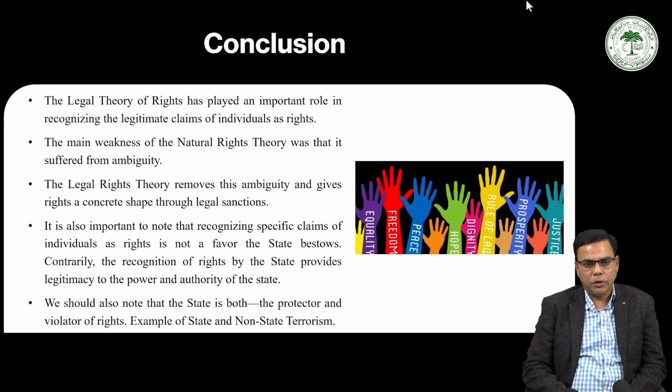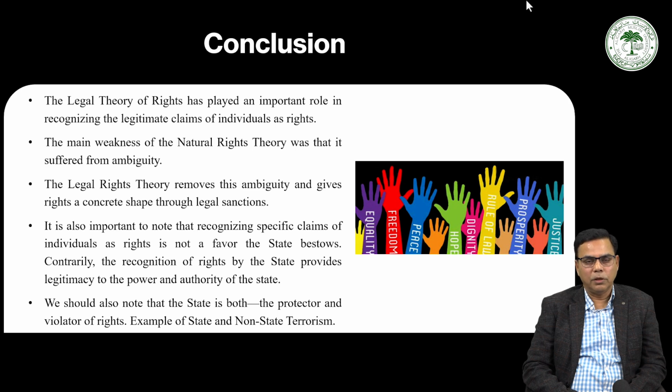The main weakness of the natural rights theory was that it suffered from ambiguity. The legal rights theory removes this ambiguity and gives rights a concrete shape through legal sanctions. It is also important to note that recognizing specific claims of individuals as rights is not a favor the state bestows. Contrarily, the recognition of rights by the state provides legitimacy to the power and authority of the state. So it is not a favor bestowed by the state. Rather, it provides legitimacy to a state if it is recognizing and enforcing the rights of the people. We should also note that a state is both the protector and violator of rights.